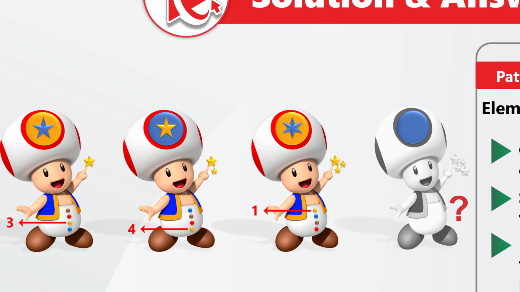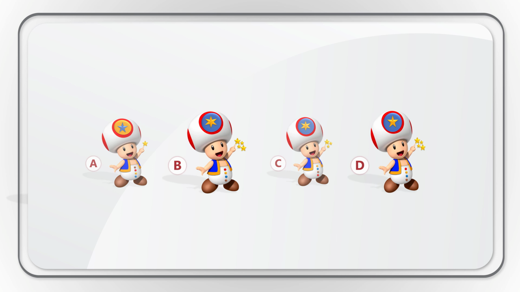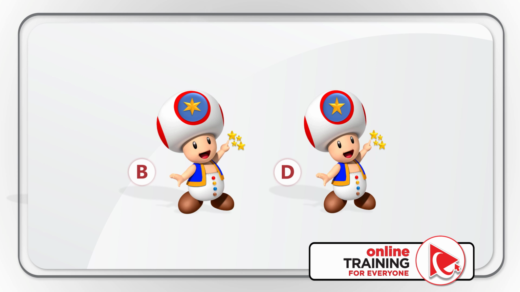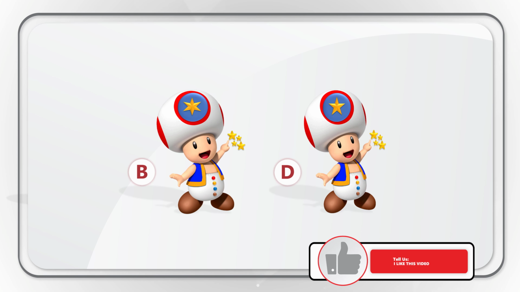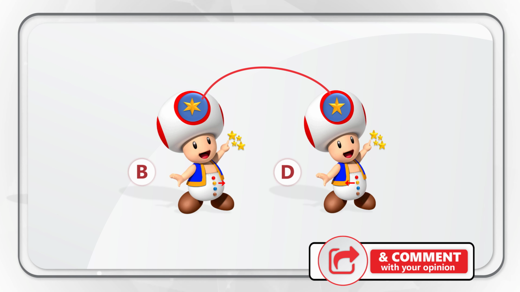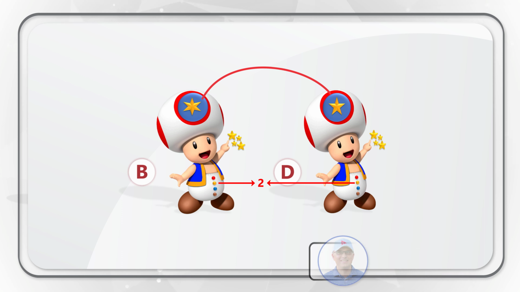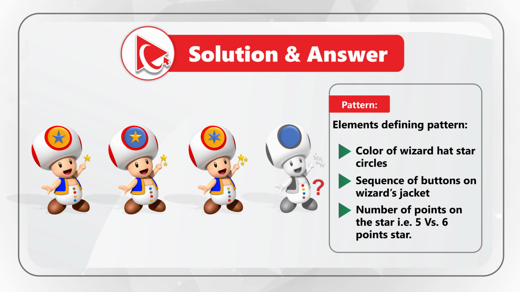What's interesting, if we look at the possible answers, both choices B and D so far match our criteria. They have blue circles on the wizard's head, as well as a yellow button in the second position. So as you might have guessed, there's a third element which defines the pattern. And this element is the number of points on the star. We have 2 types of stars here, 5-point star, pentagrams, and hexagrams, which are 6-point stars.